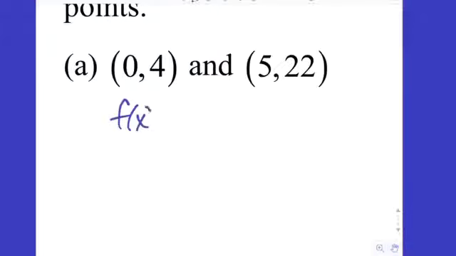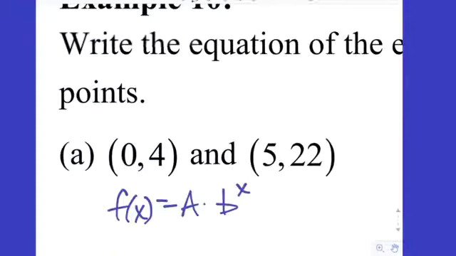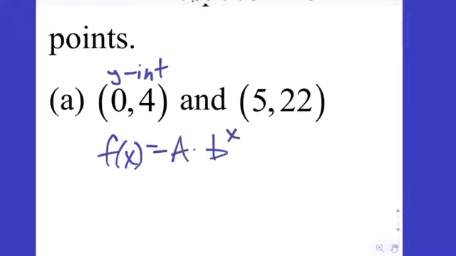First of all, I'm going to go ahead and write the model that we're going to use, the template, over again. Notice the point (0, 4) is given. Is that a special point in relation to the graph? That's a very important point. That's the y-intercept, which, remember, means that that's the initial value. So if you wanted to plug that in right away, you get f of x equals 4 times b to the x. And now it's almost like you don't really have 2 unknowns. You just have 1 unknown, b.